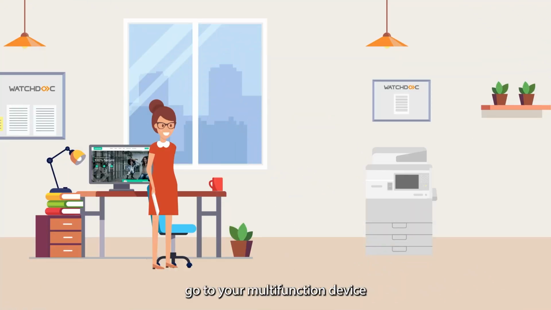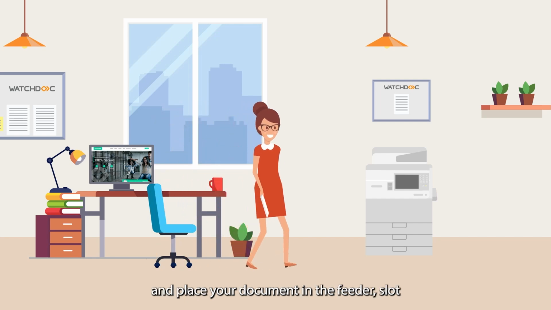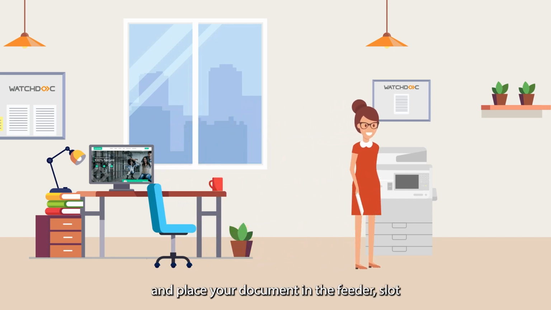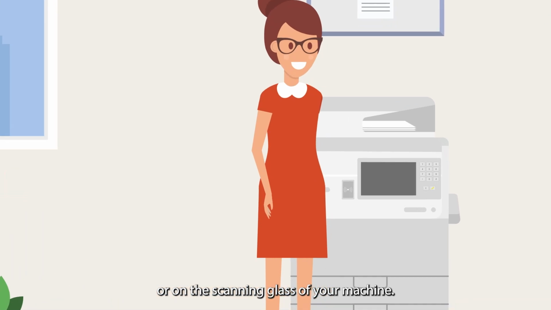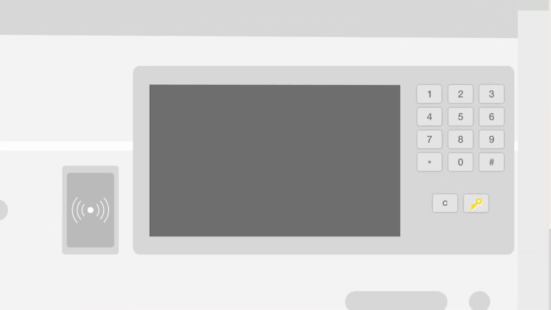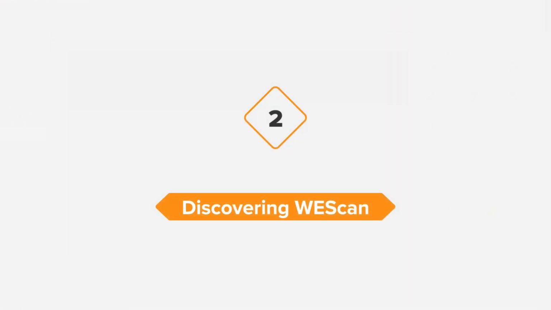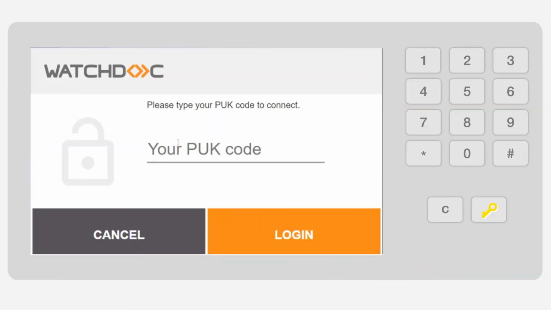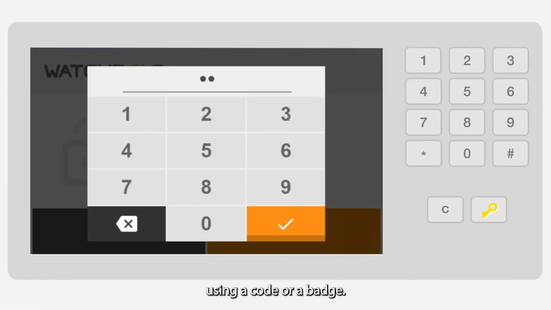To begin, go to your multifunction device and place your document in the feeder, slot, or on the scanning glass of your machine. You can now authenticate using a code or a badge.